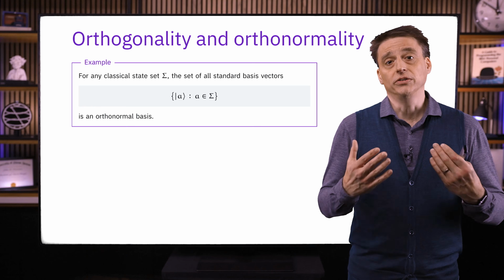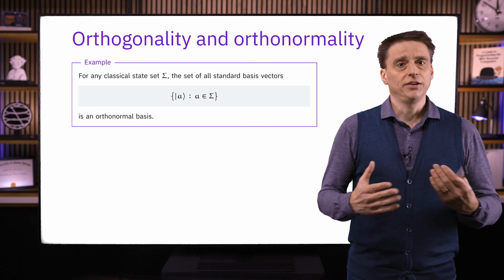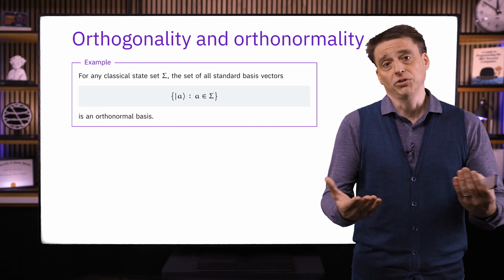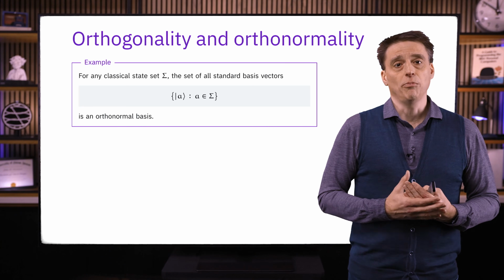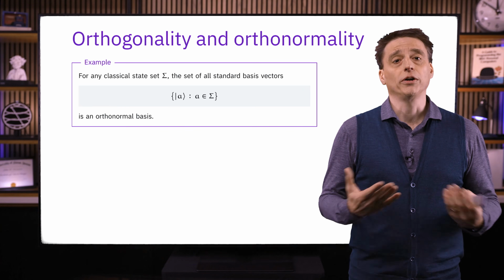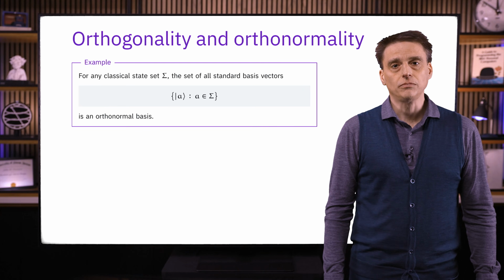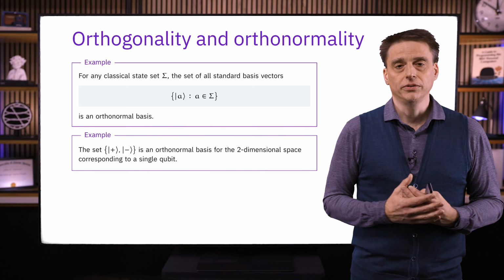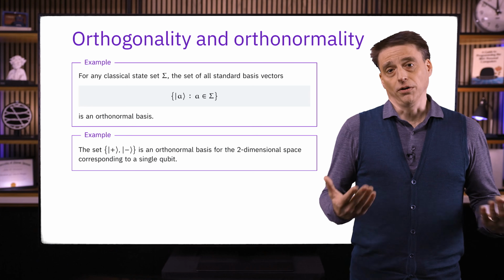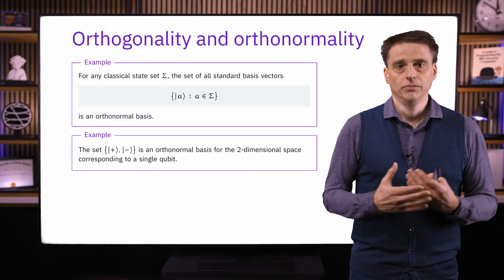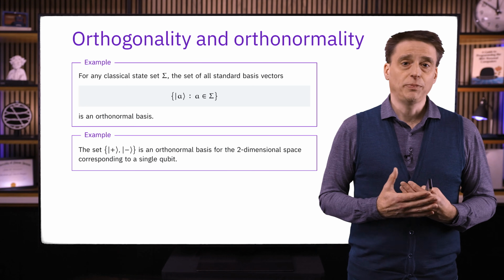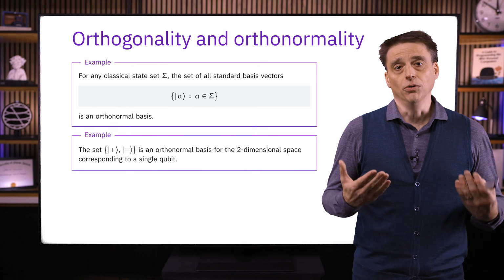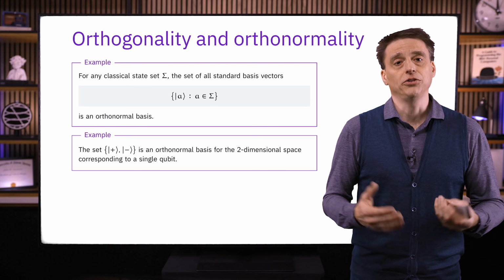Orthonormal sets are always linearly independent, by the way, so anytime you have an orthonormal set, it will always be an orthonormal basis for some subspace, but in this case we have a basis for the entire space that we're working with. Another example is the set containing ket plus and ket minus. These two vectors are orthogonal, their inner product is equal to 0, and they're both unit vectors, and they span the two-dimensional space of vectors corresponding to a single qubit. So they form an orthonormal basis for that space.